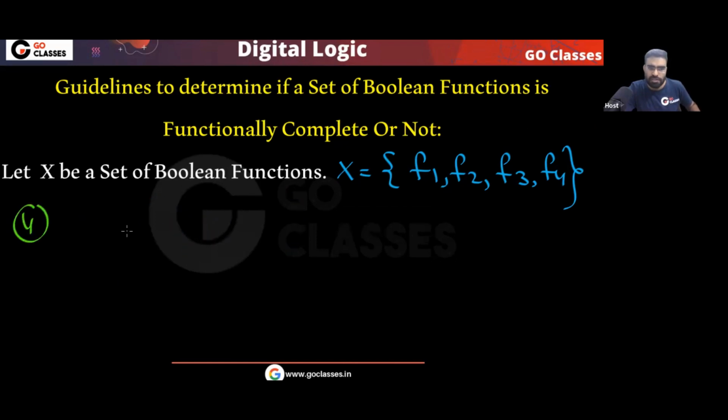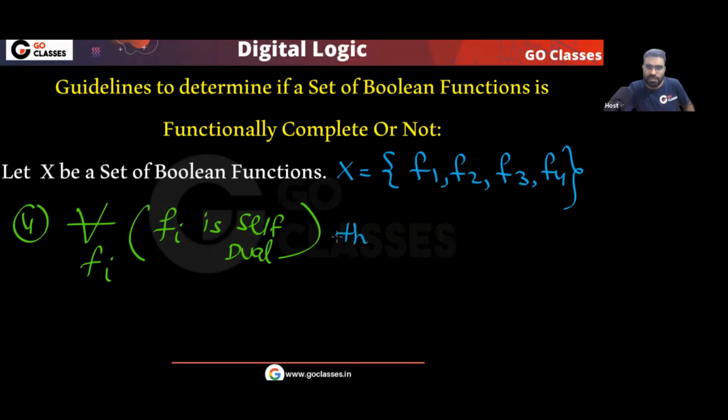So the fourth one is: for all fi, if every fi is self-dual, then what can you say? If that is self-dual, then what can I say? Then I can say X is not functionally complete. Yes, correct.